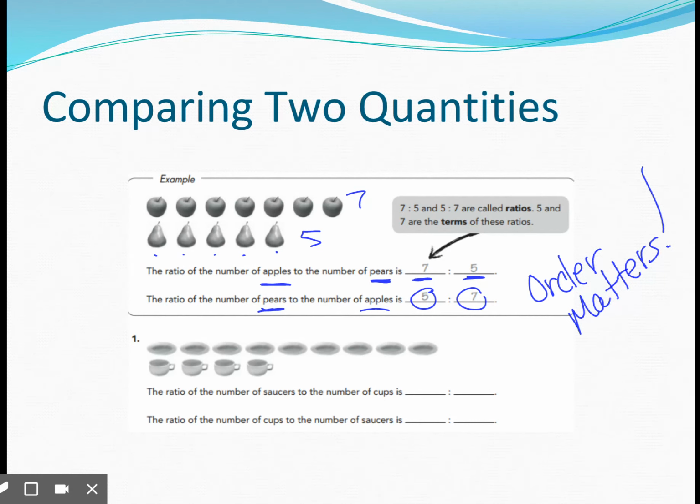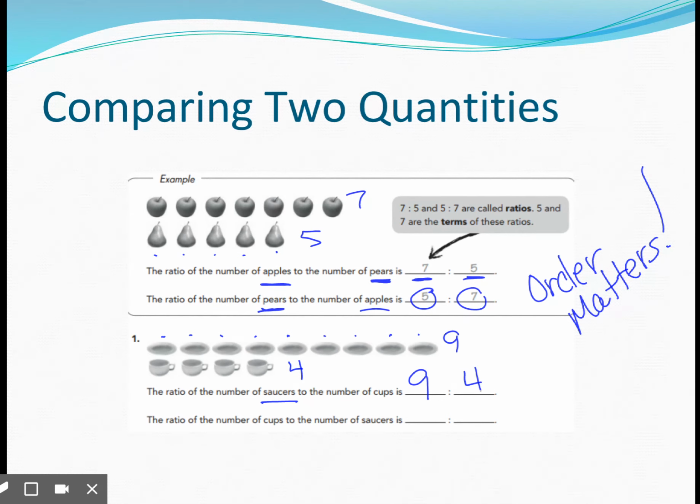All right, so number 1 here, it looks like saucers to teacups. So first, you should see how many you have. 1, 2, 3, 4, 5, 6, 7, 8, 9. So we have 9 saucers, and I see 4 teacups. So at first, they say the ratio of the number of saucers to the number of cups. So first, they're asking for saucers. So that's why I have to put 9 first. And then cups will come second.